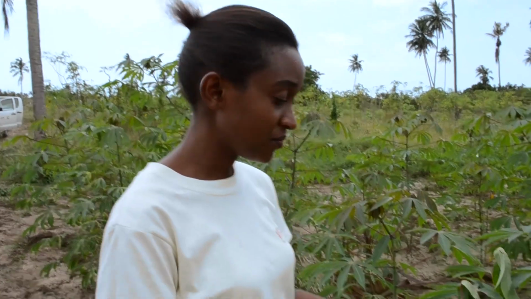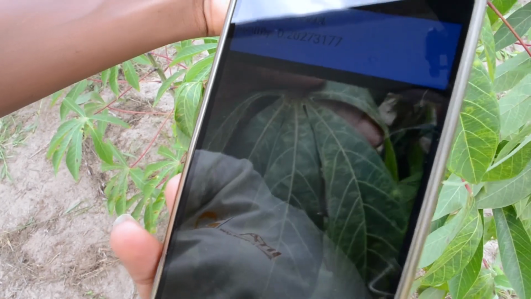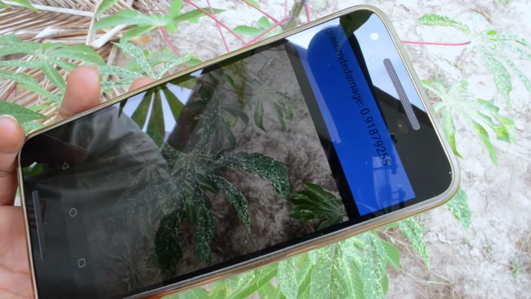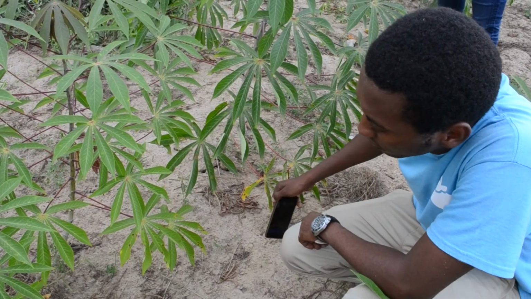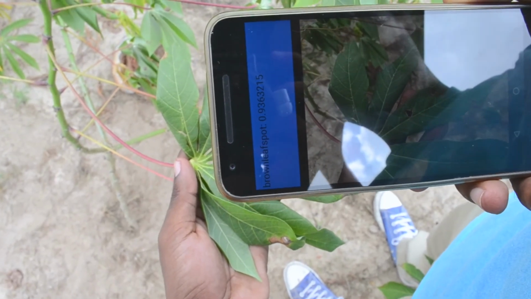How about this one? Cassava brown streak disease. Wow, 75%. Oh, it can also recognize green mite damage. 91%. How about these brown leaf spots? Brown leaf spot, 88%.